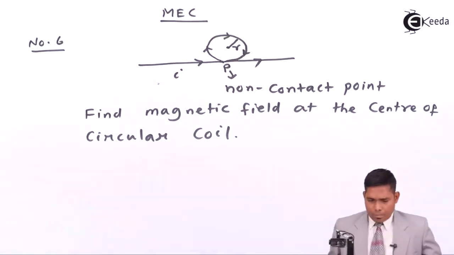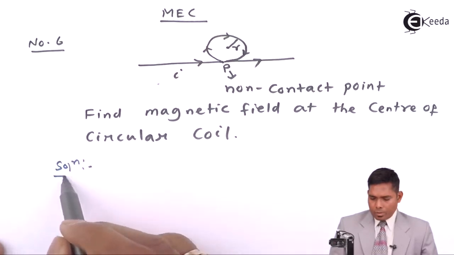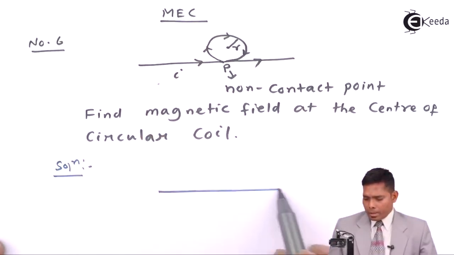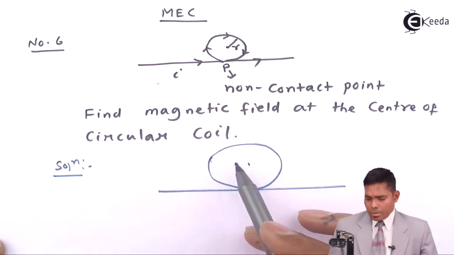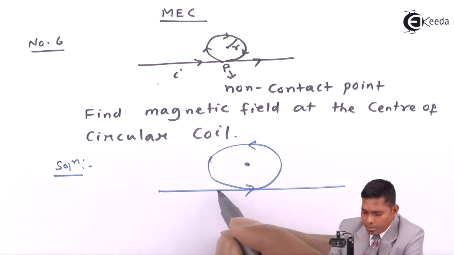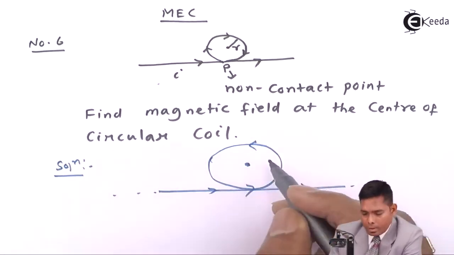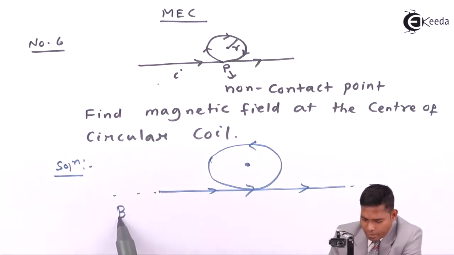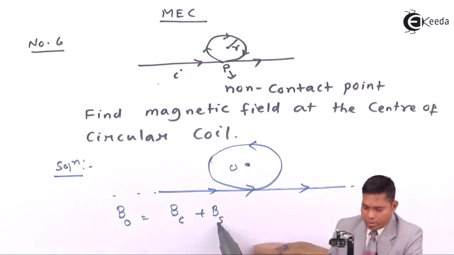Now we'll have the contribution from both. The straight part of the conductor will also contribute to this point, and because of the circular coil there will also be a contribution. So the magnetic field at the center, this point O, is the magnetic field due to the coil plus the magnetic field due to the straight conductor.